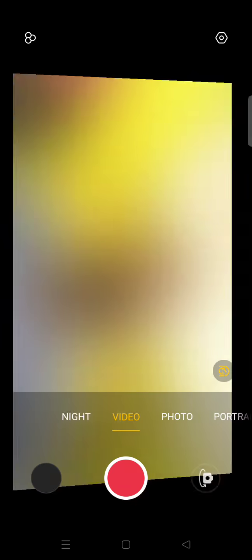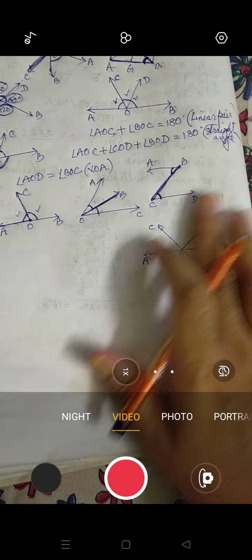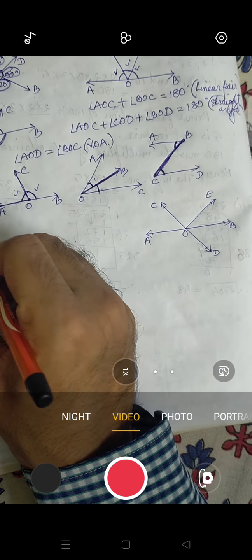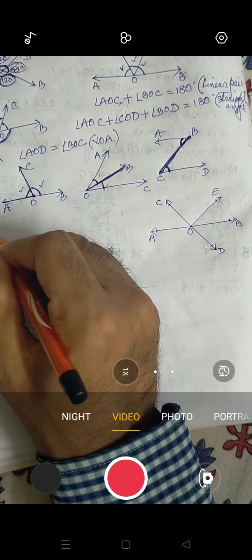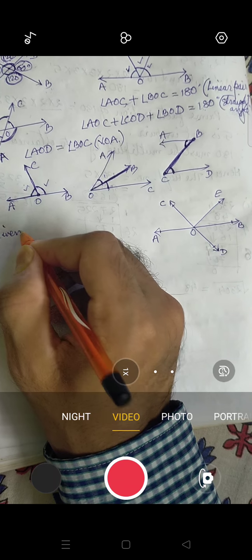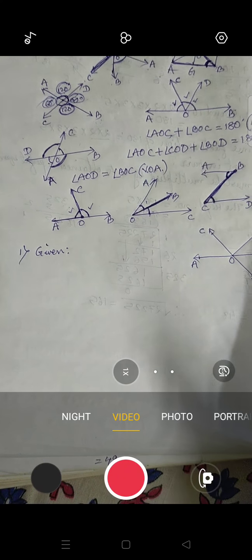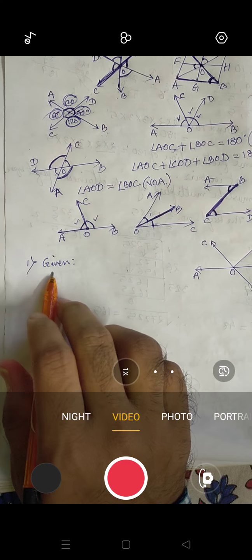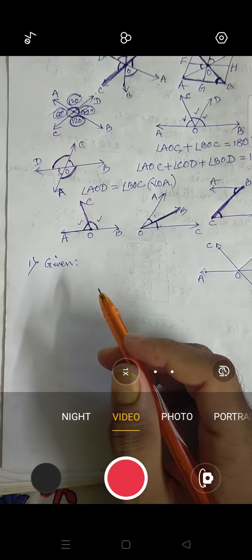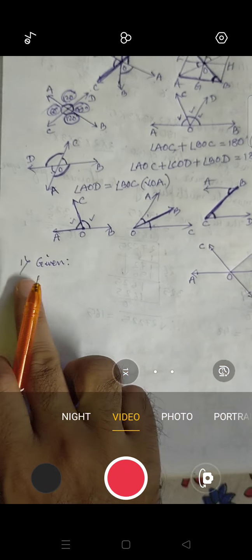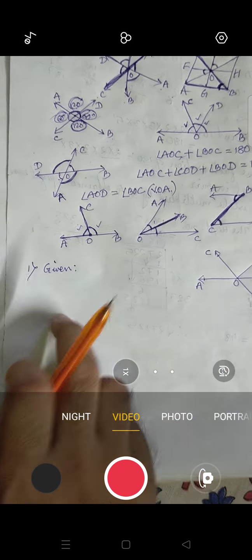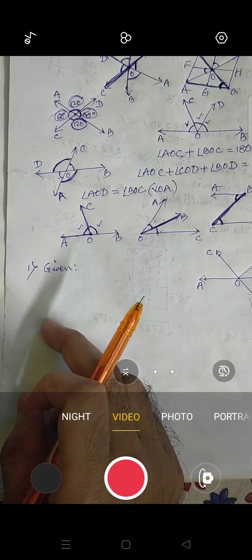Once you finish your diagram, there are a few things you have to write in case of geometry, and this is very compulsory to write. First of all, you have to write given. What is given in the question, that you have to write. How to write given, I will tell you afterwards. After writing the givens, we will write what you need to find or prove. And then how we are finding or proving it, that we will write.